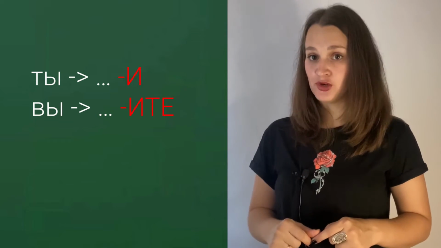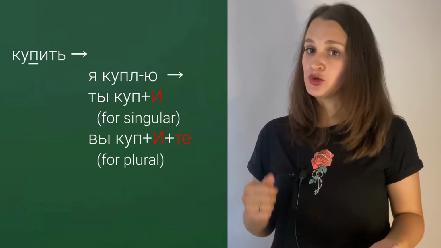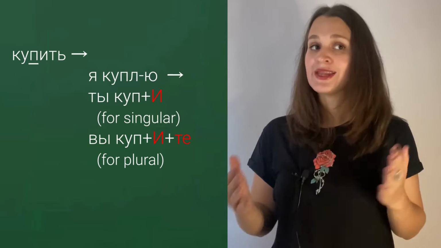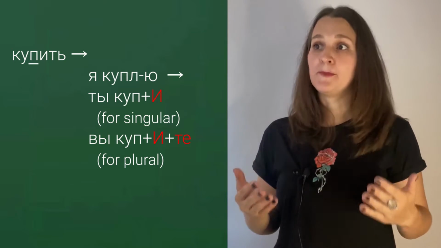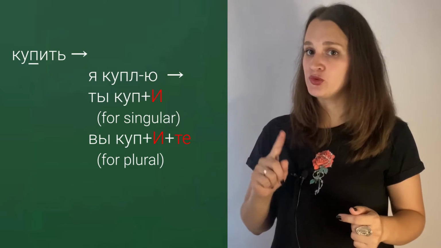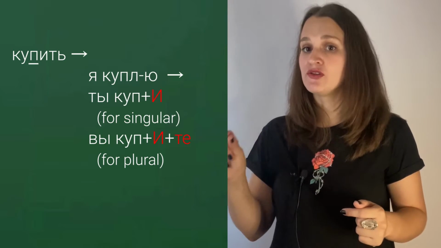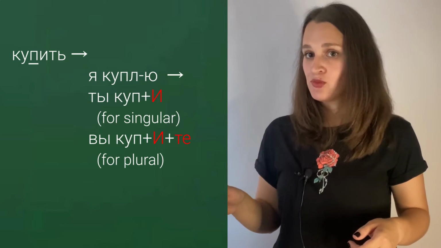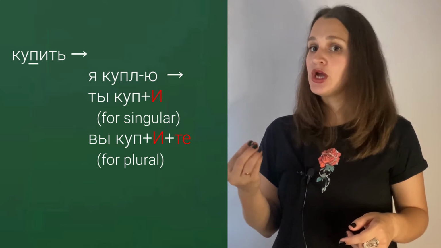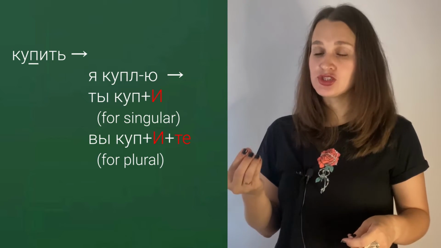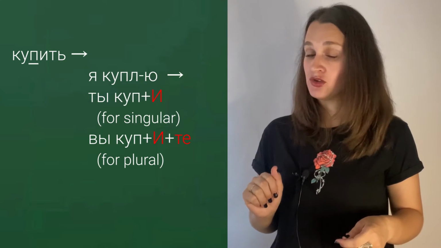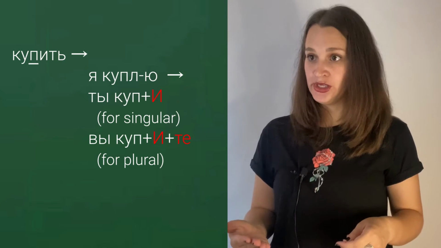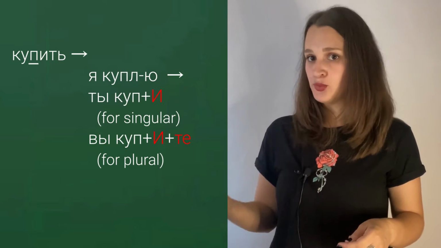Let's check on the verb. The verb купить. This verb is perfective, so we will look at the forms of the future tense. Я куплю, мы купим. In the form for я, the stress falls on the ending. Я куплю. That's why we throw away the endings and we have the stem куп. The stem ends on a consonant, so we will add «и». Ты купи, вы купите.